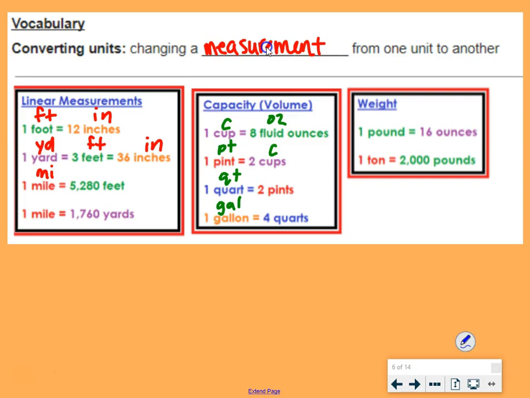And then weight. So how much you weigh. 1 pound, pound can be LB, equals 16 ounces, again ounces OZ. And then 1 ton equals 2,000 pounds. So these are going to be measurements that you will need to help you as you make conversions.